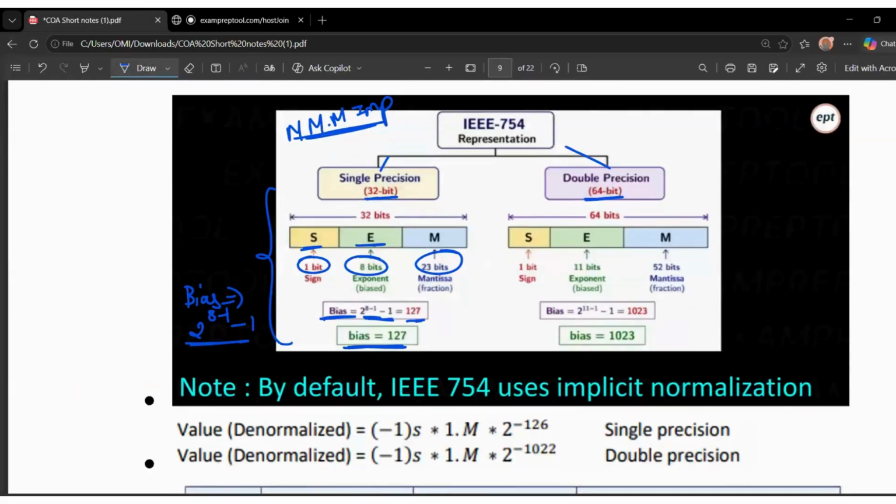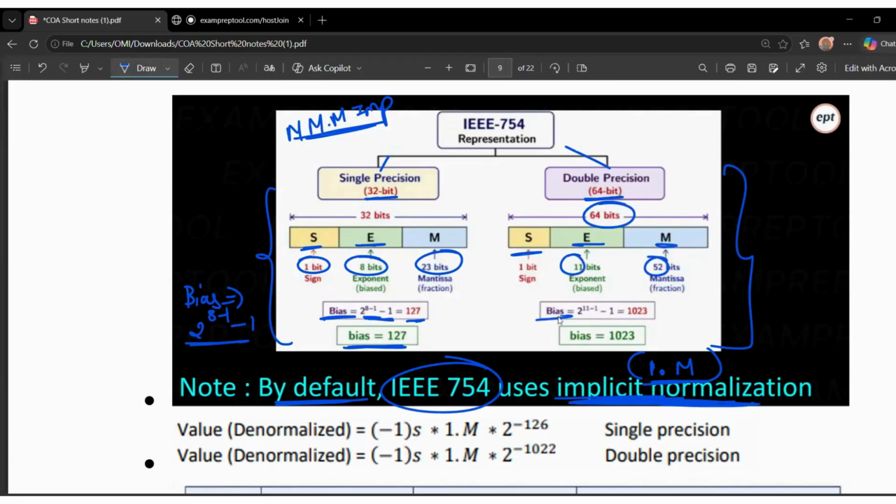Now by default, IEEE 754 uses implicit normalization, which means 1 point m, right? And this is about double precision, like 64 bits: 1 bit for sign, 11 bits for exponent, and the mantissa has 52 bits. The bias will be 2 power 11 minus 1, so 1023.